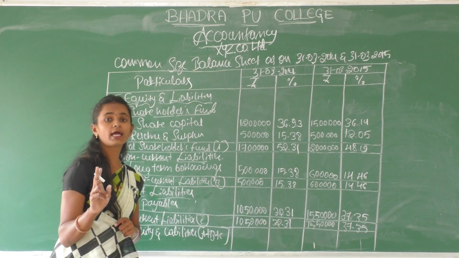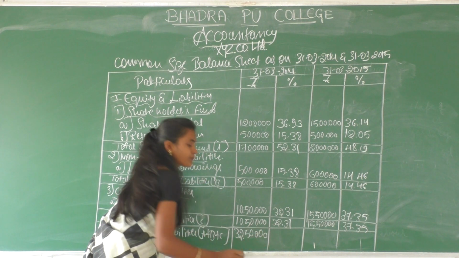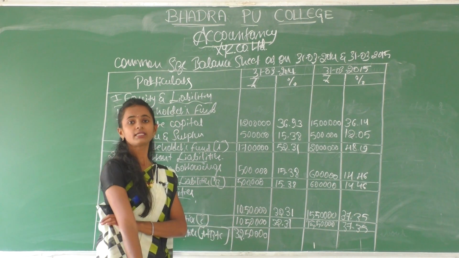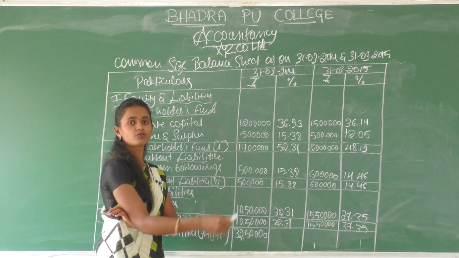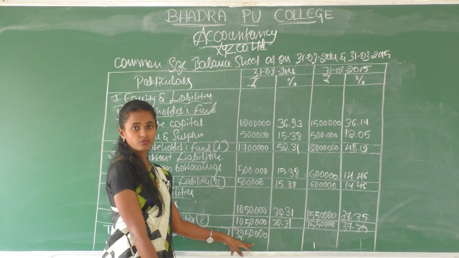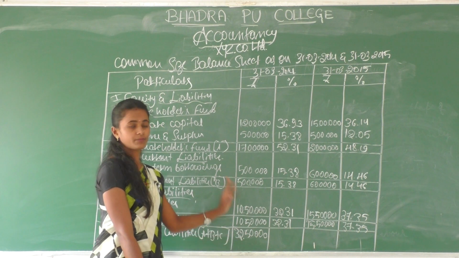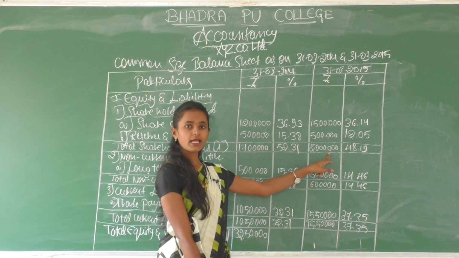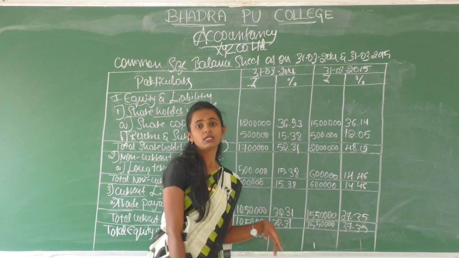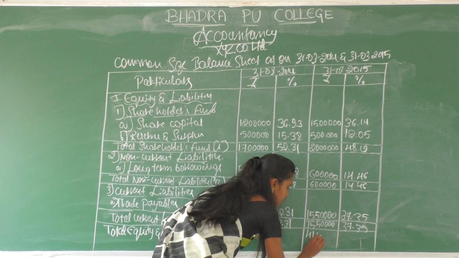then you will get 32,50,000. Go back to your question and check, you will get the same amount as the total in 2014. And for 2015, 20 lakh plus 6 lakh plus 15,50,000, then you will get again 41,50,000.